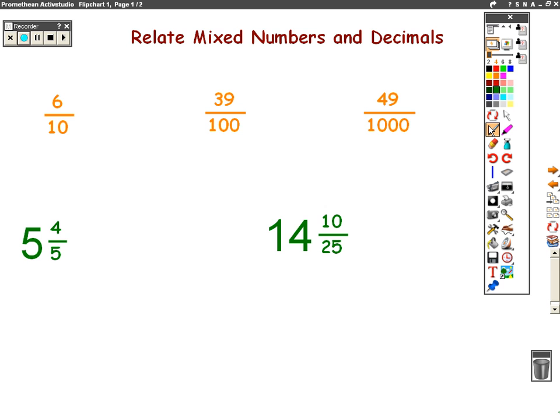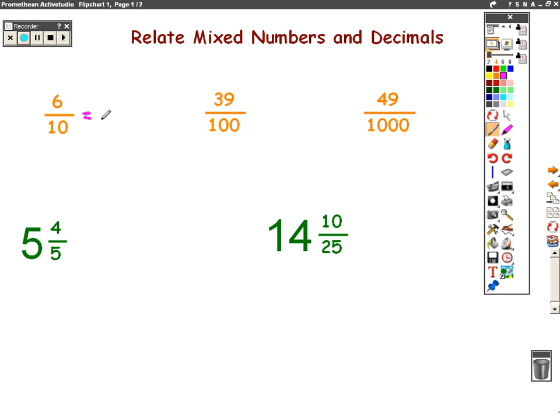Today we talked about relating mixed numbers and decimals. This is not a new concept. We've actually worked on this before. If we're just doing normal fractions that have a denominator of 10, 100, or 1,000, it's just like writing a normal decimal.